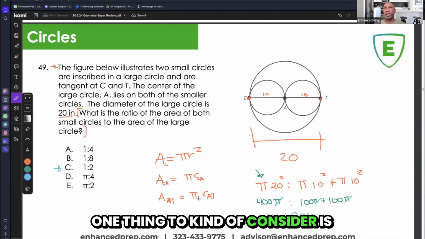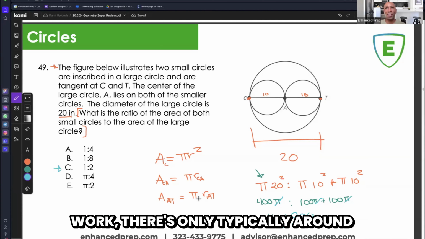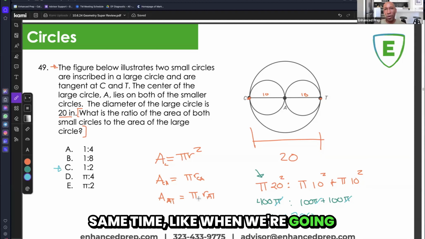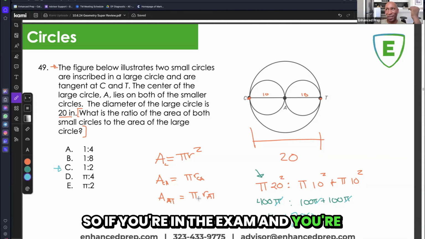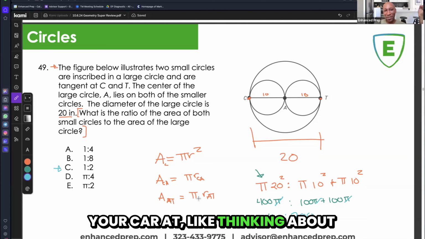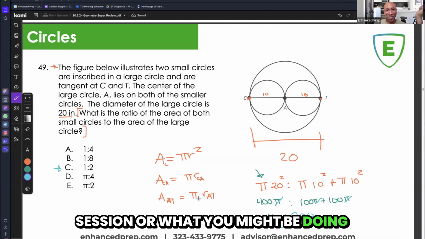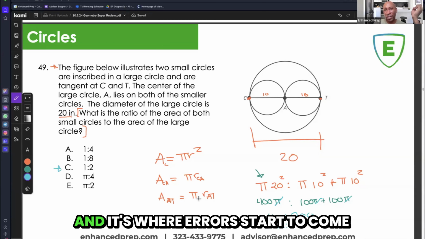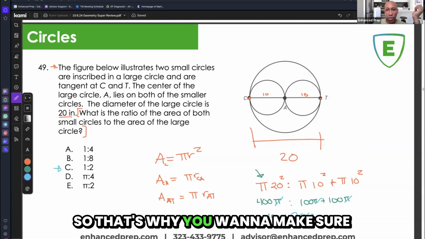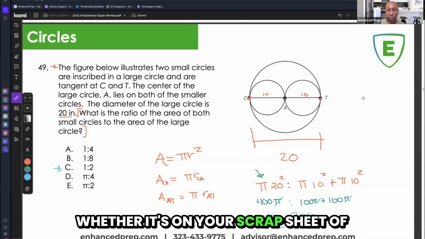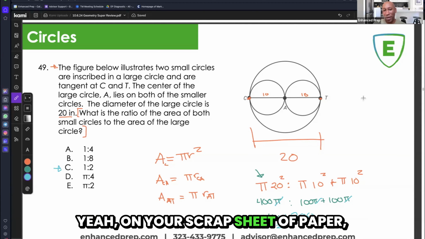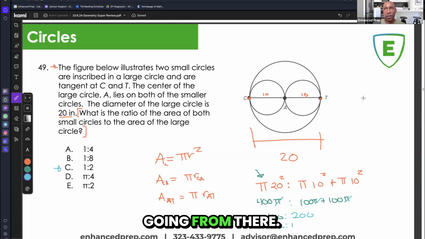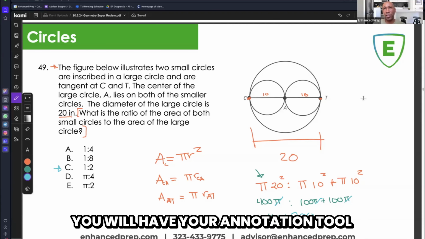One thing to consider is that with the way our brains work, there's typically only around 6 or 7 things that it can hold on to at the same time. So if you're in the exam and you're thinking about where you parked your car, the break, the past session, or what you might be doing afterwards, or reading the question, and then you're trying to remember everything as you go along, it's hard to keep that, and it's where errors start to come into place. So that's why you want to make sure you're writing as much as possible, whether it's on your scrap sheet of paper. Well, you're doing SAT, so yeah, on your scrap sheet of paper, you want to make sure you're writing out and labeling as much as you can, and then going from there. You will have your annotation tool on the exam as well.